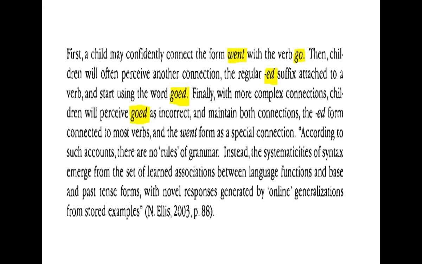Finally, with more complex connections, children might perceive goed as incorrect. Then by themselves, they try to select what is correct and what is incorrect. That means connectionism means you associate rules with meanings and words, and that's what I understand of it. Is this the way you say it? This is one side.